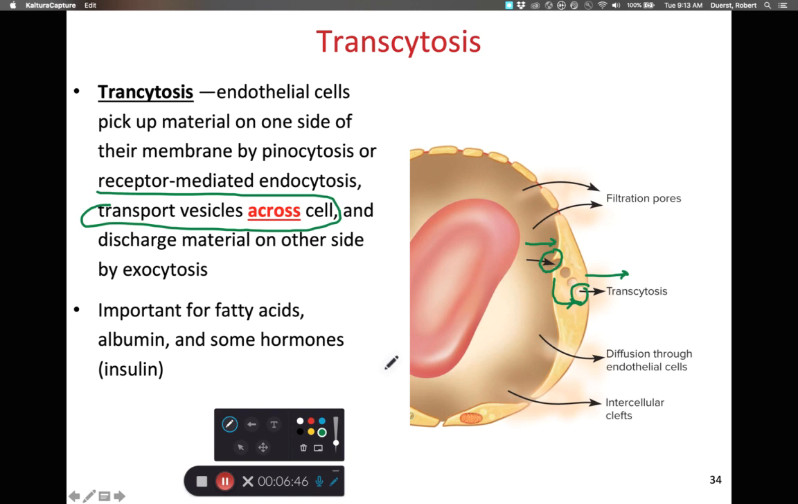This method of transcytosis is very important for tightly regulating what can get in and out of the bloodstream for larger things like proteins that normally can't cross, or some protein-based hormones, or some specific fatty acids that have more difficult time diffusing across the plasma membrane.